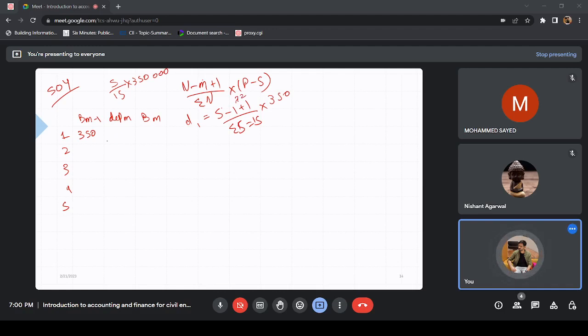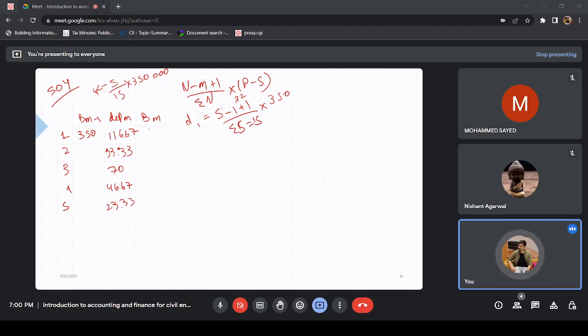Similarly, if we find out the values, this would be 116.67. Without even calculating the book value, we can determine this. Instead of 5, it would be 4 for year 2. So 93.33. For the third year, it would be 70. For the next year, it would be 46.67. And for the last, it would be 23.33.